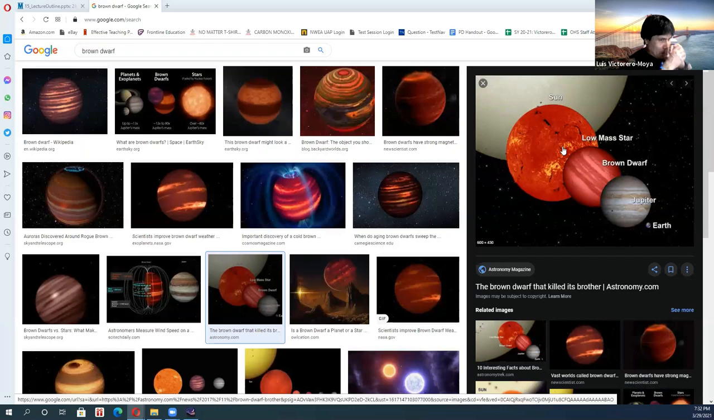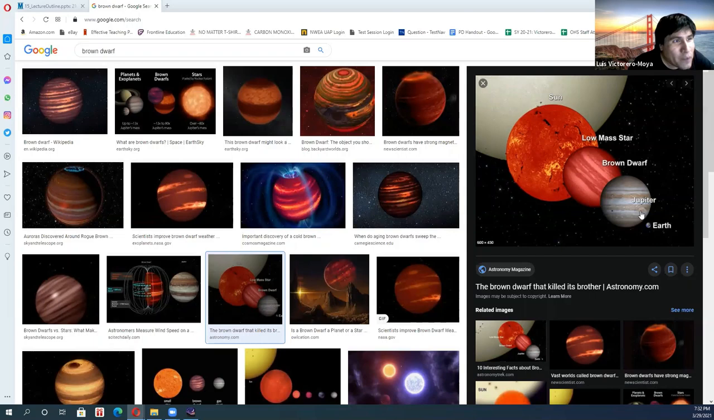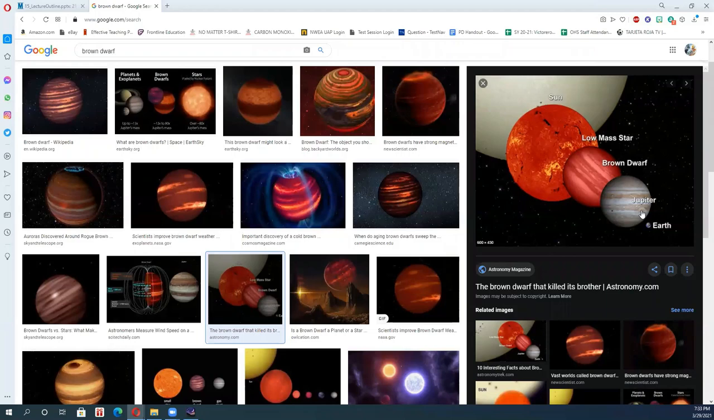Look at the size of the Earth. Look at the size of Jupiter. Just so I give you a scale. You see the red spot of Jupiter there? You see it? About three Earths can fit in that one spot. Wow. And then you have a brown dwarf, which is much bigger than this.